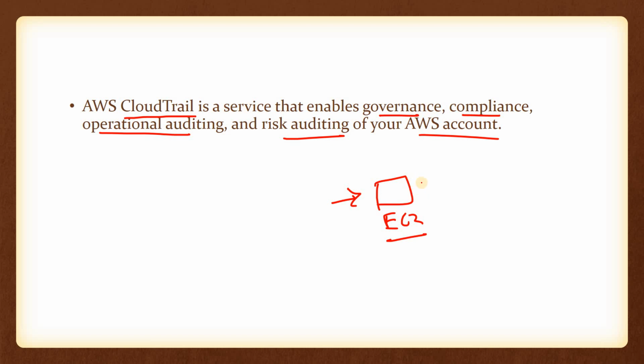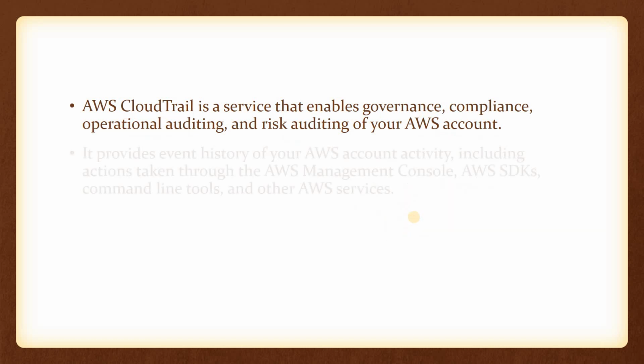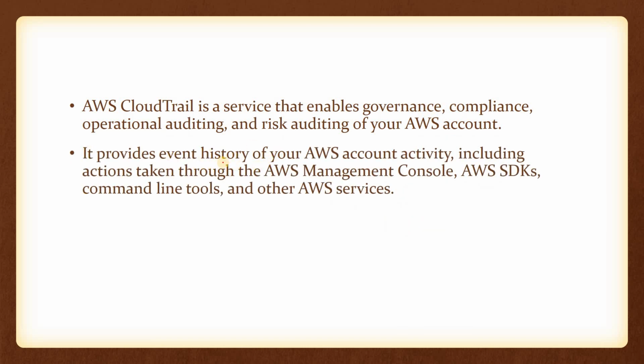Whatever API call, maybe using console, CLI, SDK, or any IAM user or any IAM role is making in your AWS account, all those things are getting captured in a particular service, that is our CloudTrail service. We can go to CloudTrail and inspect which user has done the activity, what is the source IP, and all other related information. That's what CloudTrail is used for. And that's what is written here, that it provides event history of your AWS account activity, including actions taken through the AWS Management Console, AWS SDK, command line tools, or any other AWS service.